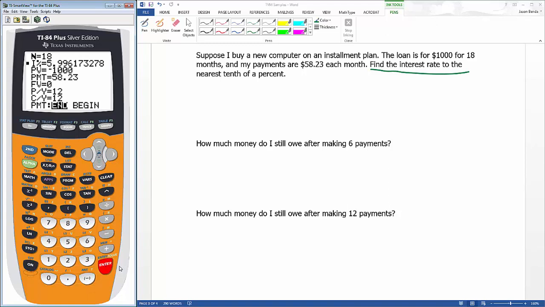5.996, to the nearest tenth of a percent, that's 6%. So 6% interest on this loan.